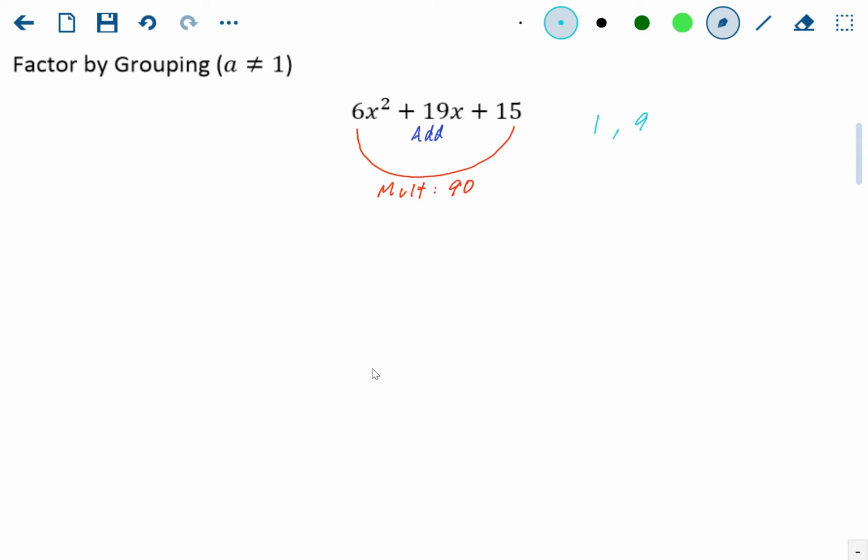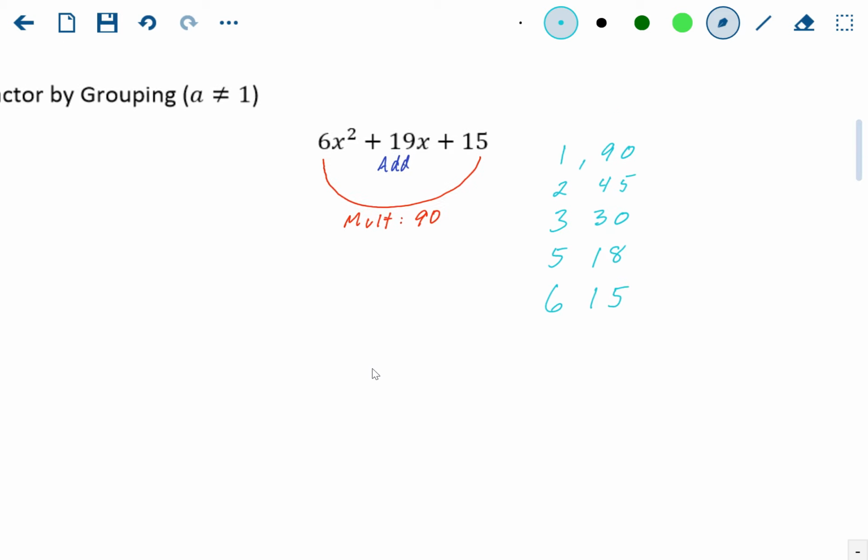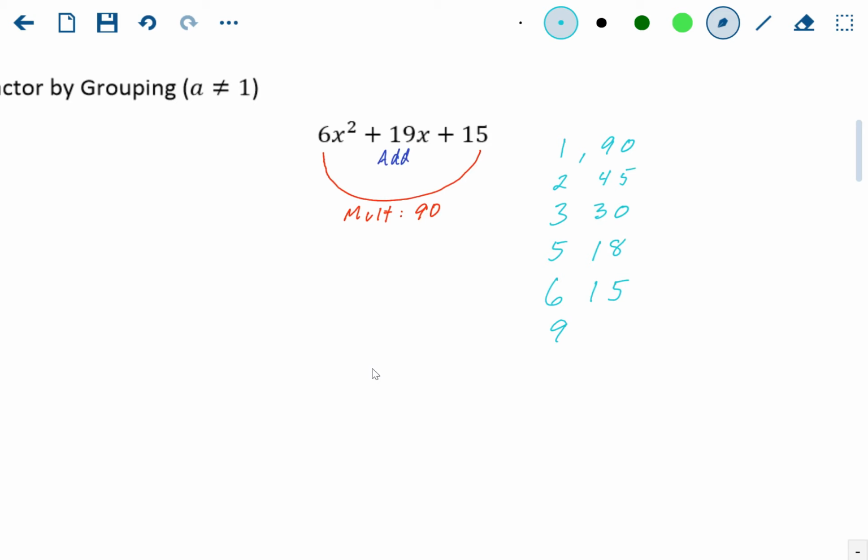We've got 1 and 90, 2 and 45, 3 and 30. No, 4 doesn't work. 5 and 18, 6 and 15, 9 and 10. So out of all these options, which ones also add to 19? Well, it happens to be the last one. 9 and 10. They all multiply to 90, but only 9 and 10 add to 19.